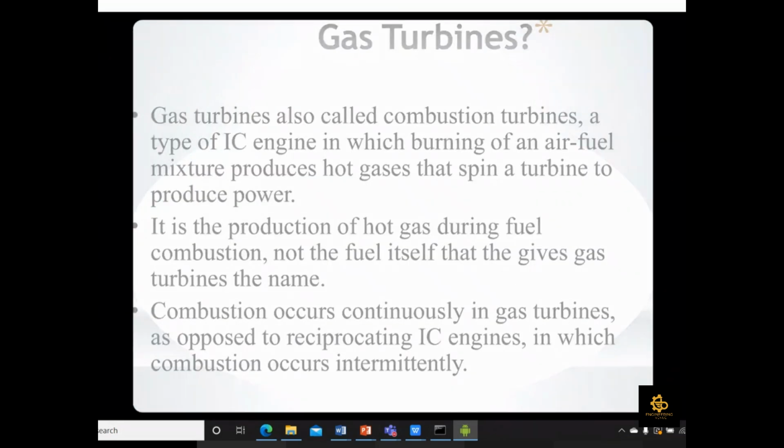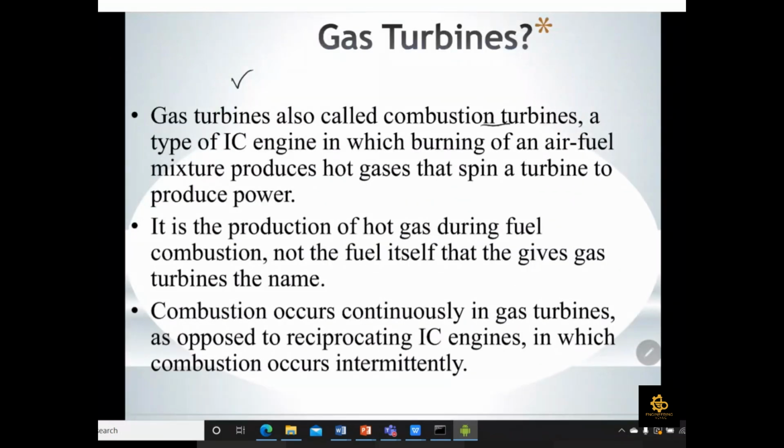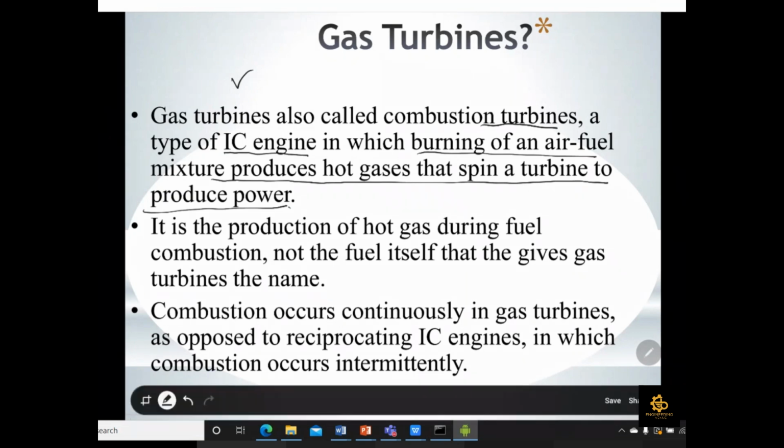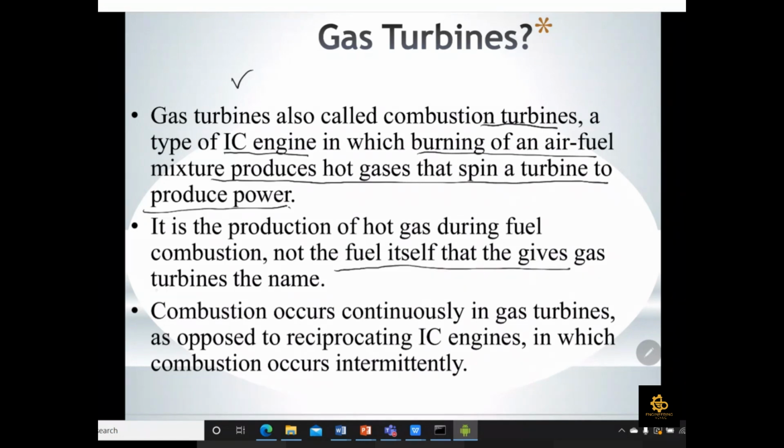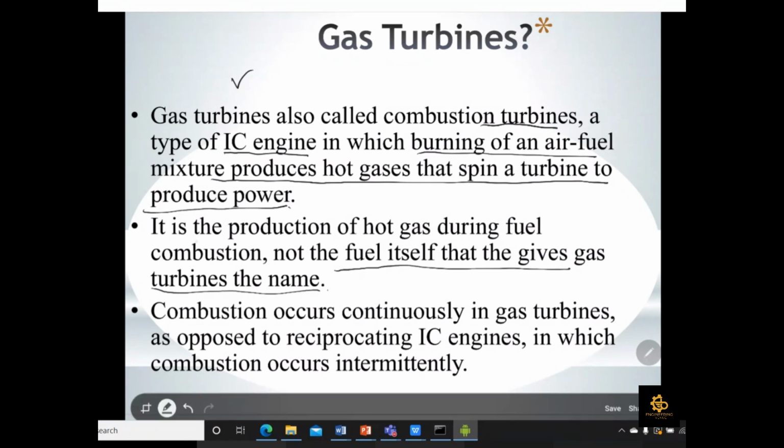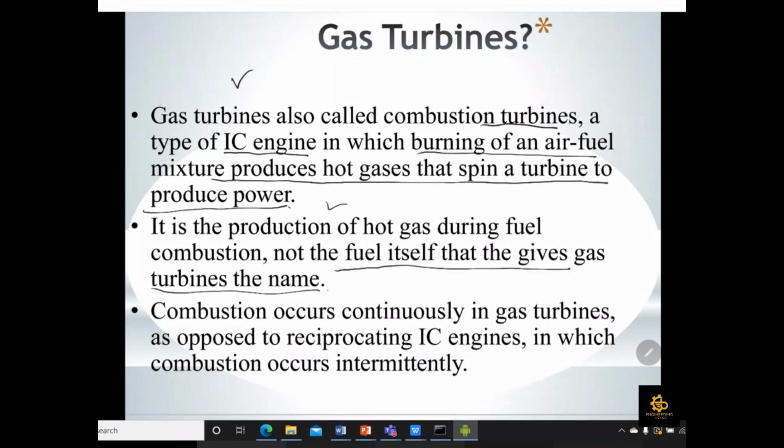The gas turbine, also called a combustion turbine, is a type of internal combustion engine in which burning of an air-fuel mixture produces hot gases that spin a turbine to produce power. We already discussed a similar thing in the Otto cycle, which was also an internal combustion engine. It is the production of hot gases during fuel combustion, not the fuel itself, that gives the gas turbine its name.